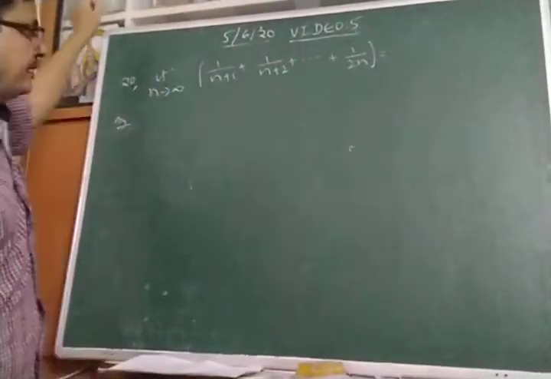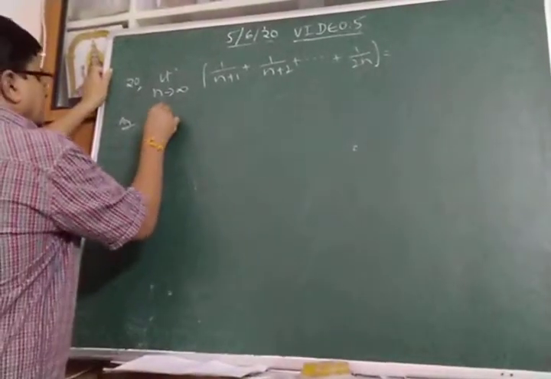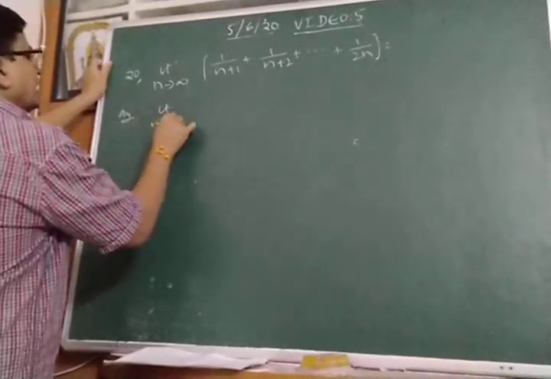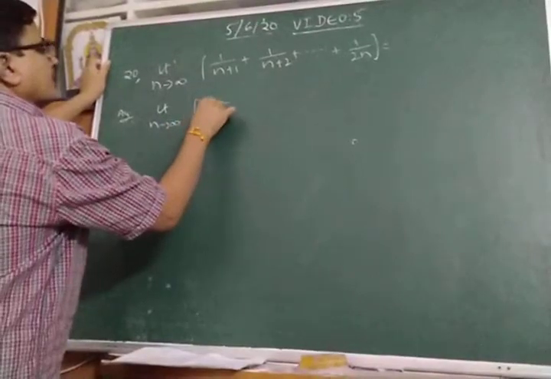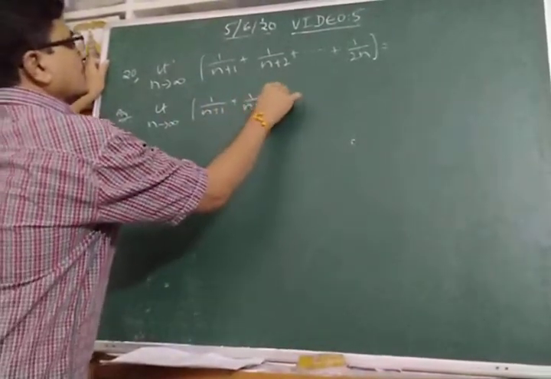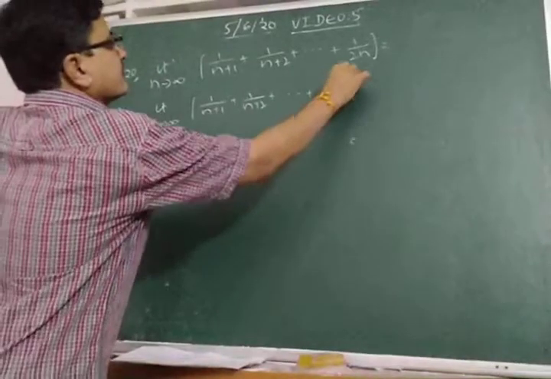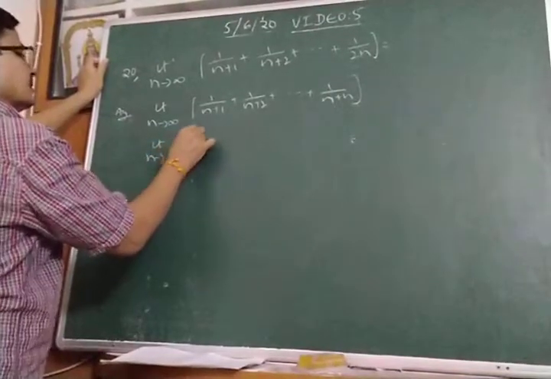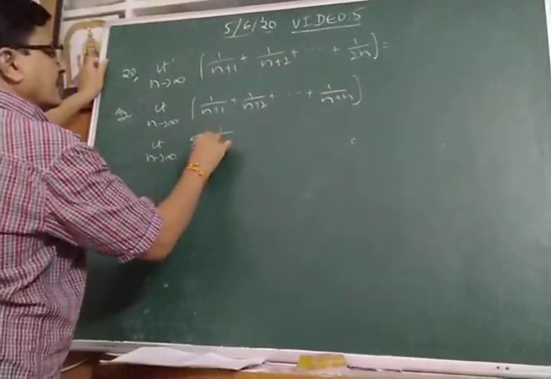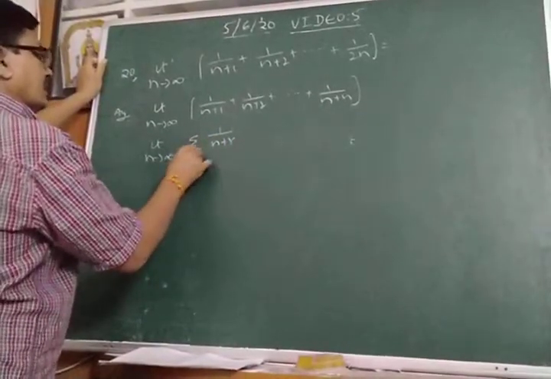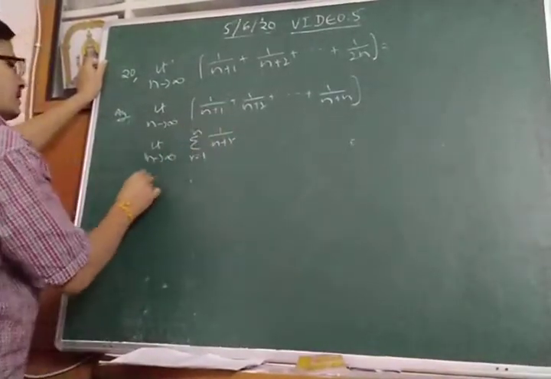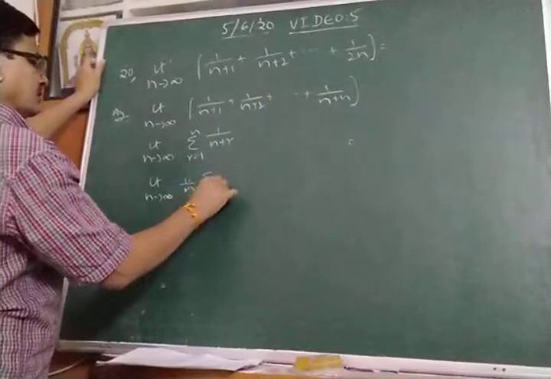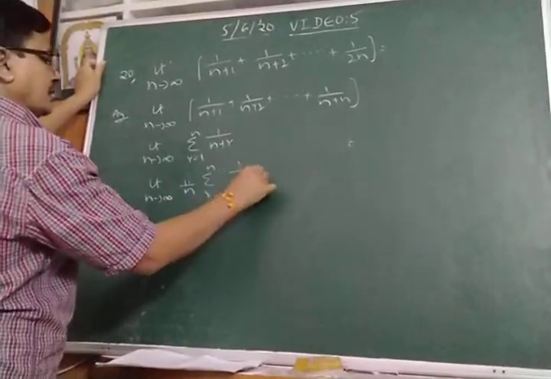Limit n tends to infinity, 1 by n plus 1 plus 1 by n plus 2 plus so on plus 1 by 2n is equal to, it is a sum to infinity series, limit n tends to infinity 1 by n plus 1 plus 1 by n plus 2 plus so on plus 1 by n plus n, that is limit n tends to infinity sigma 1 by n plus r, where r is equal to 1 to n. This can be written as limit n tends to infinity 1 by n into sigma r is equal to 1 to n of 1 by 1 plus r by n.